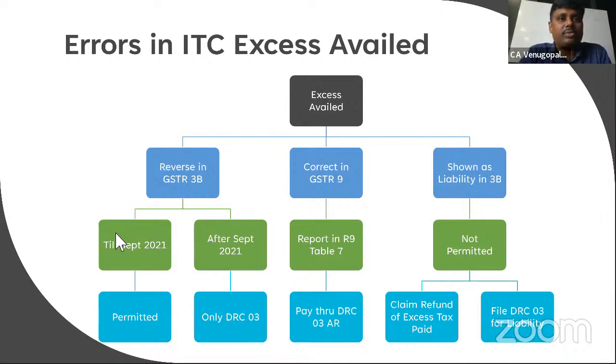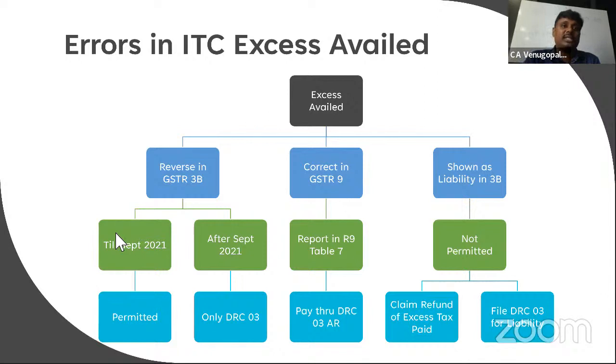Yes, I still go to the same point. All that I am saying is you can raise a DRC03. You can make the payment of taxes through DRC03. DRC is a demand recovery challan. So using DRC03, there is an option called annual return. So pay through DRC03, selecting the option called annual return, select the correct financial year 2021, and then report it in your table 7. So in table 7, what you are doing is you are reporting a credit which is actually reversed.